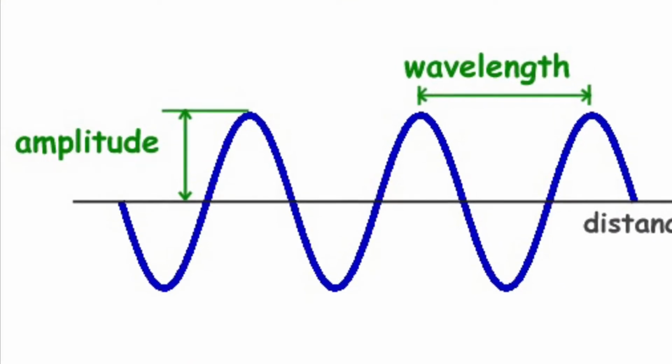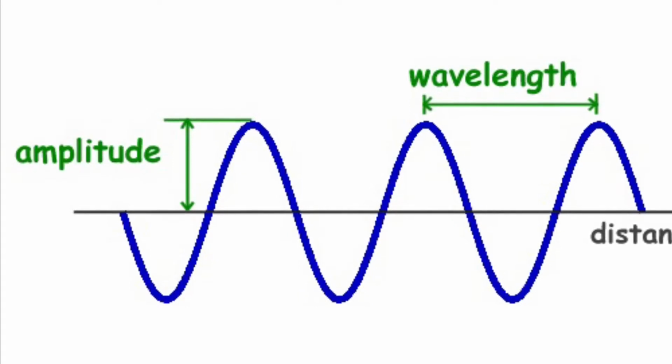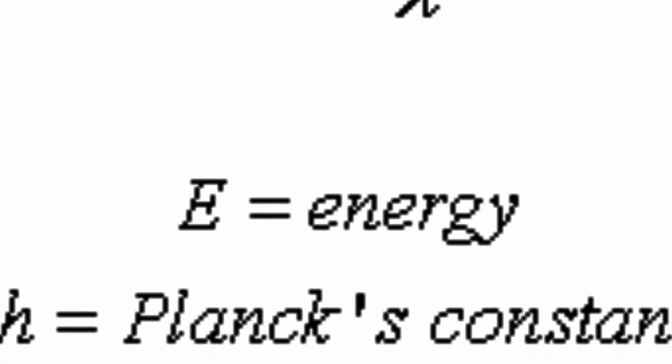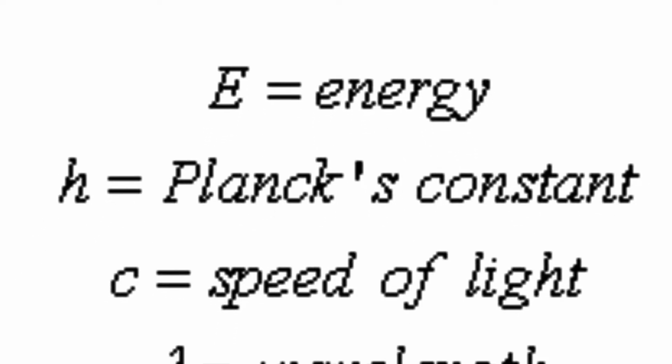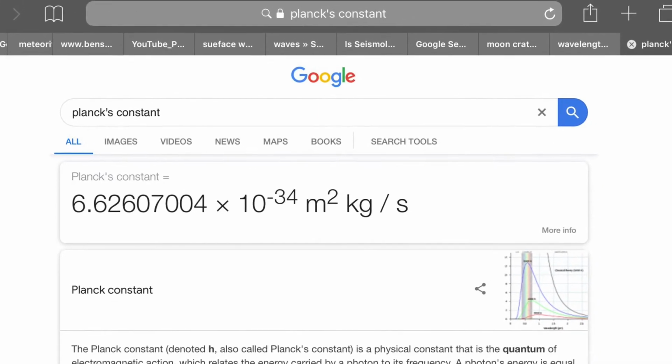Amplitude in waves is the distance between the crest and the medium line, which is a measure of the wave's energy. With this equation, we can find the wave's energy in joules, which is E equals hc over wavelength. In this case, E equals energy, h equals Planck's constant, c equals the speed of light, and that symbol equals wavelength. If you're wondering, this is Planck's constant.